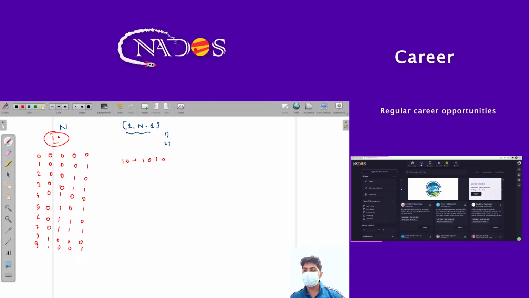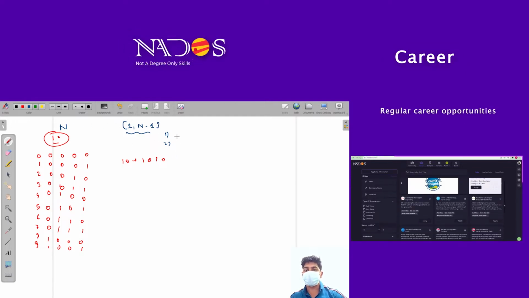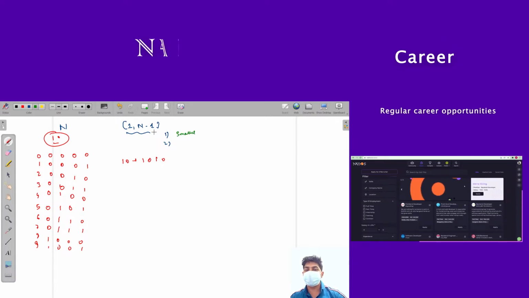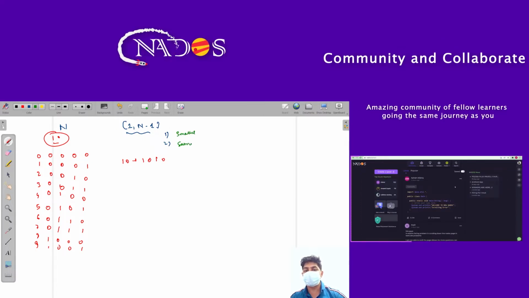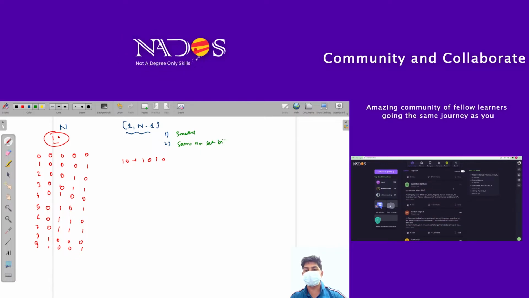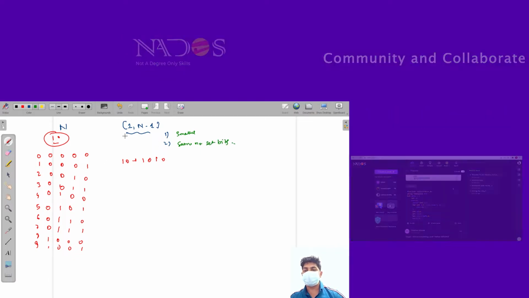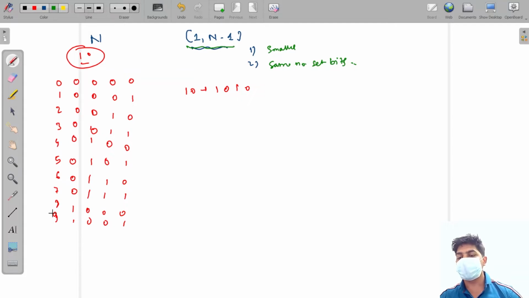In the range 1 to n minus 1, we have to consider all the numbers which are smaller than n and have the same number of set bits as that of n. Since we are considering the range 1 to n minus 1, all the numbers are obviously smaller than n, so this condition is automatically satisfied. We only have to ensure the second condition, that the number of set bits is the same. So let's see, 9 is smaller than n and it also has 2 set bits. So this is an answer.